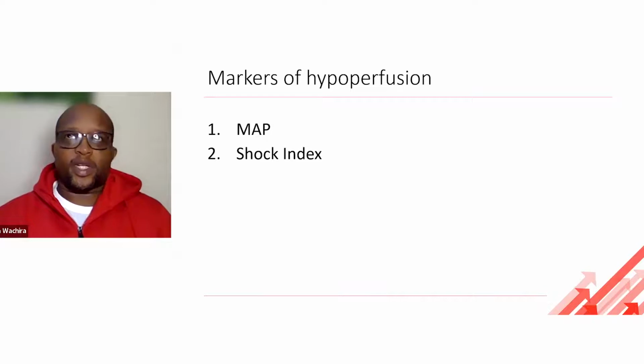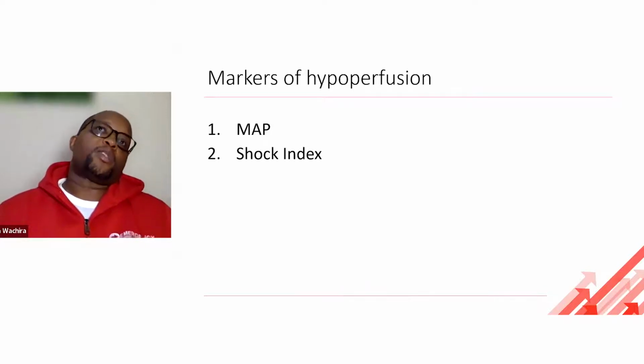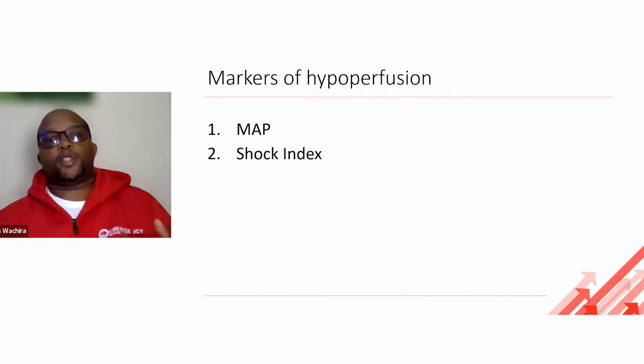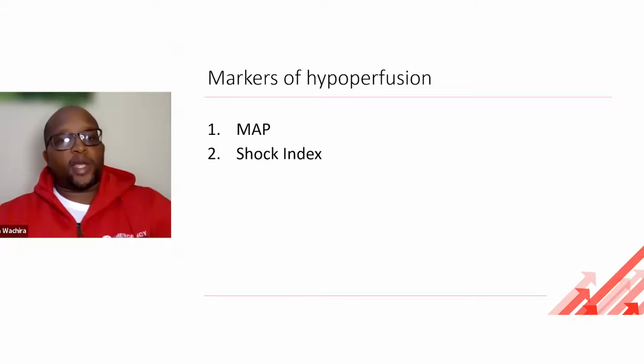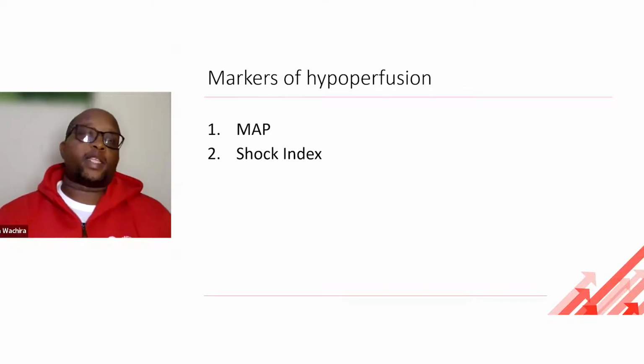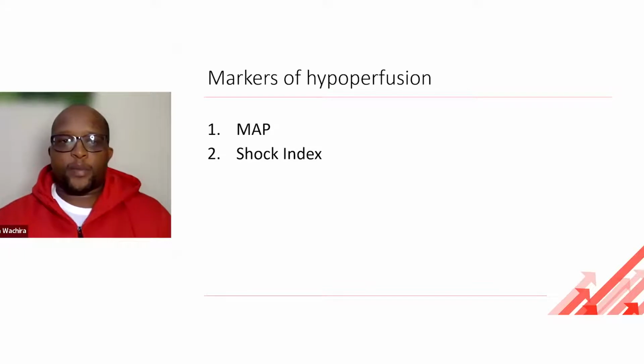Okay. So again, shock is not blood pressure. So when we start knowing our patient is in shock, there are what we call markers of hypoperfusion, like markers of poor perfusion. And we have two of them. We have mean arterial pressure and the shock index. And I'm going to discuss this so that people understand.